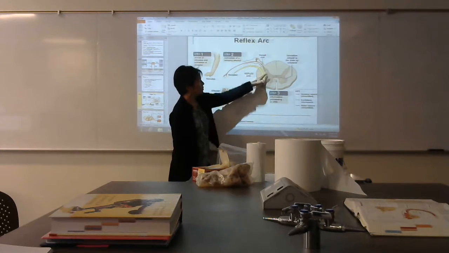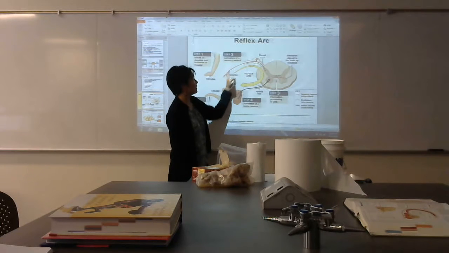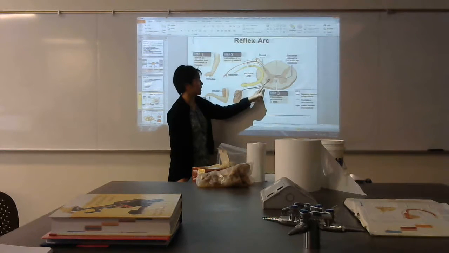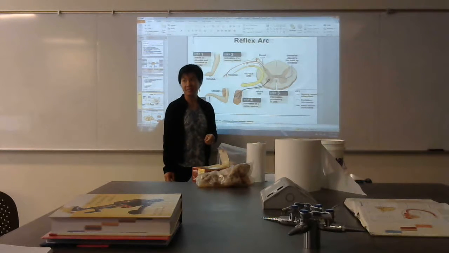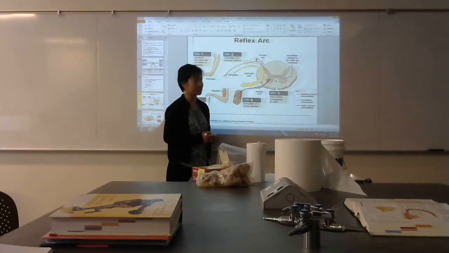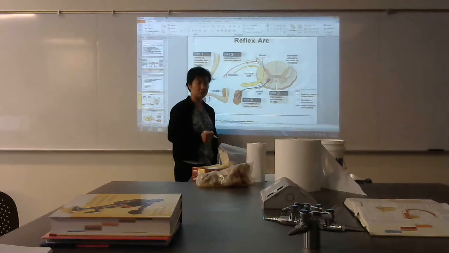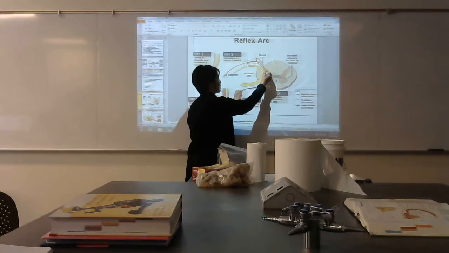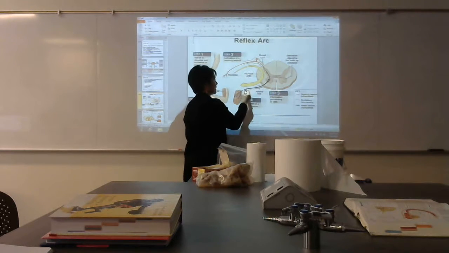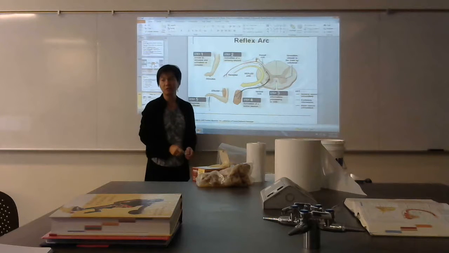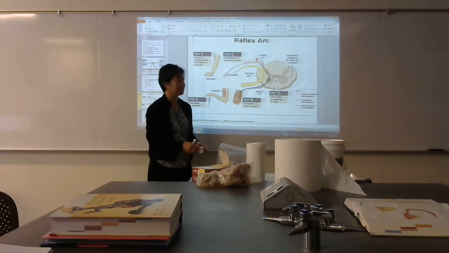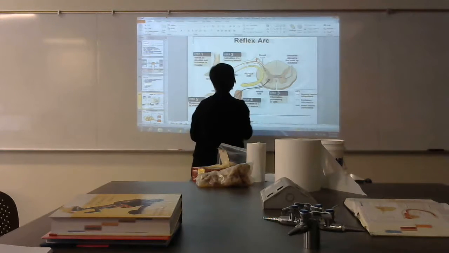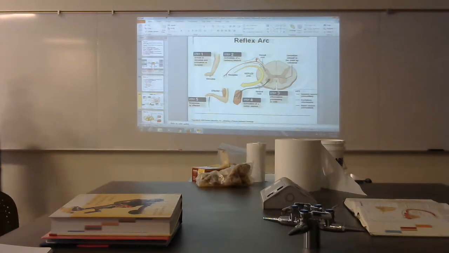1, 2, 3, right? This is the sensory. There's an interneuron and then there's a motor neuron. So this is polysynaptic, right? There's more than one synapse. Some reflexes, like your tendon reflex, are monosynaptic. So the sensory will synapse with the motor right away, like this. So which one will be quicker to respond, monosynaptic or polysynaptic? Yes, monosynaptic. Another way to classify your reflexes.